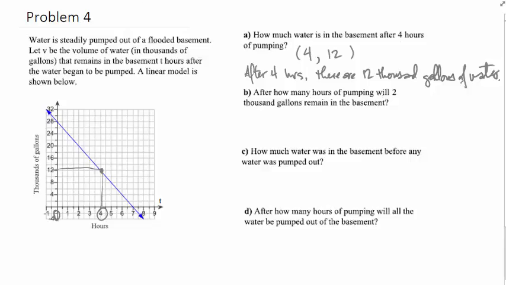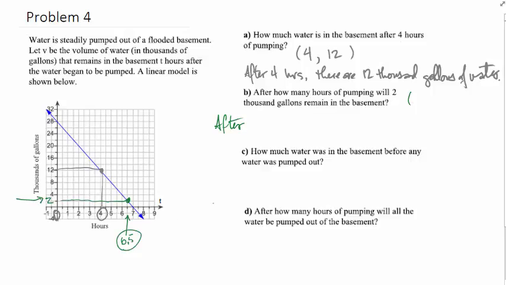After how many hours of pumping will 2,000 gallons remain? So I try to look at the 2,000 gallons here. So the 2 is over here between the 0 and the 4, and I basically want to trace this out to the line and try to figure out what the hours are. So it looks like I would be looking at this point, which is between 6 and 7, about 6.5 hours.